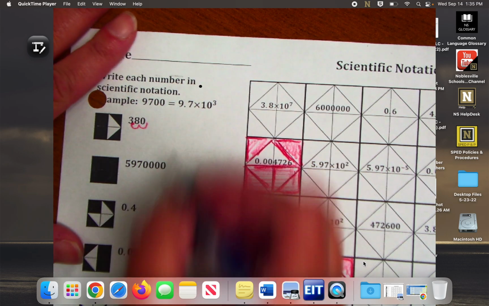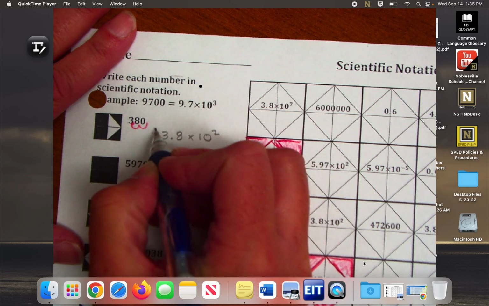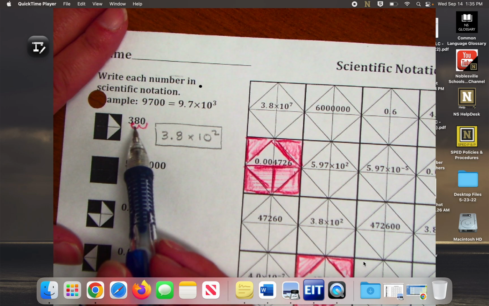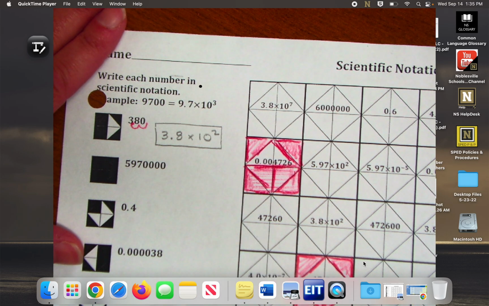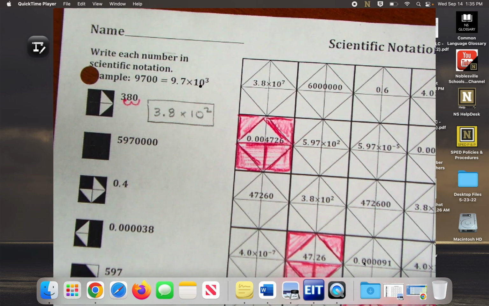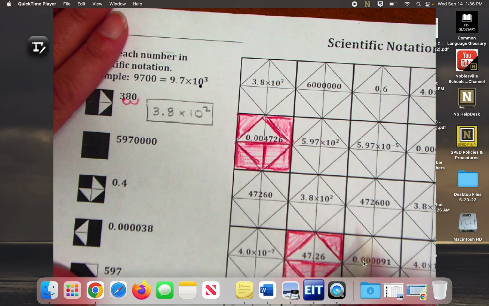Yep, 3.8 times 10 to the second power. I moved 2 to the right. Exponent is positive. Then I'm going to find that here in my grid. 3.8 times 10 to the second power. I'm going to color accordingly.